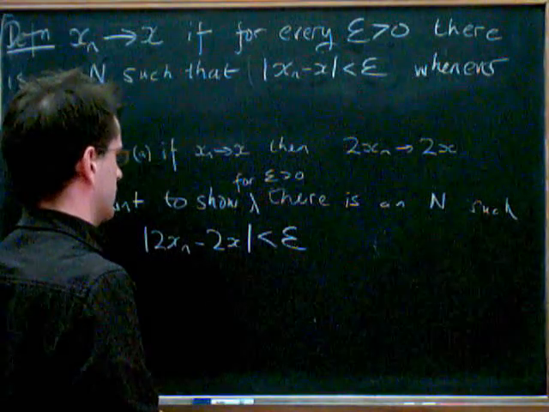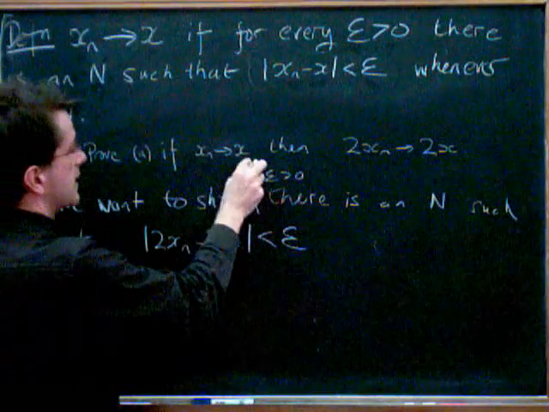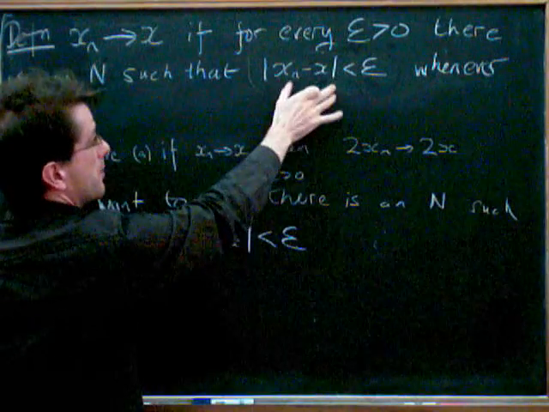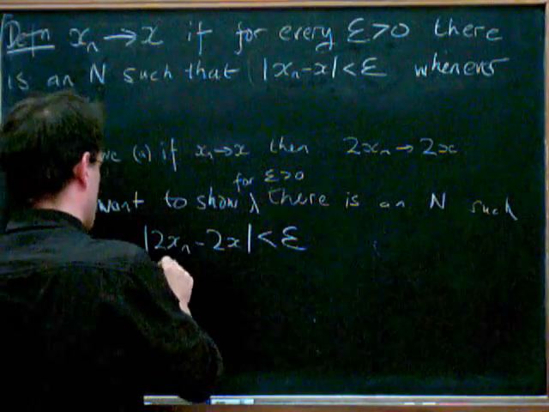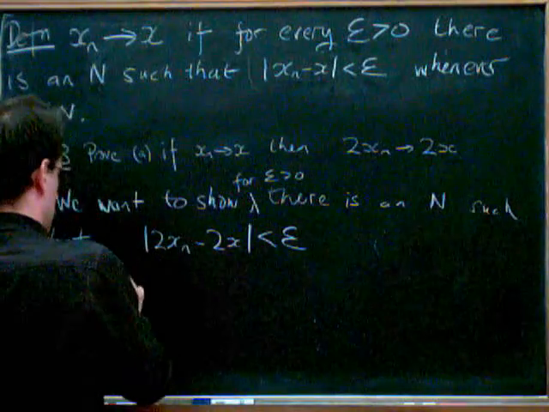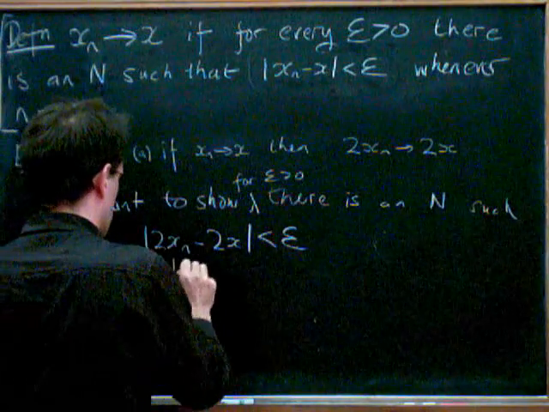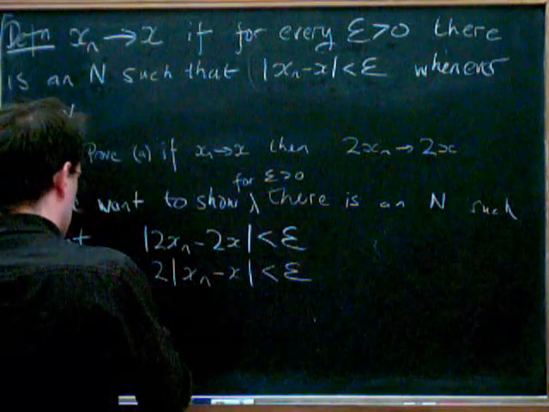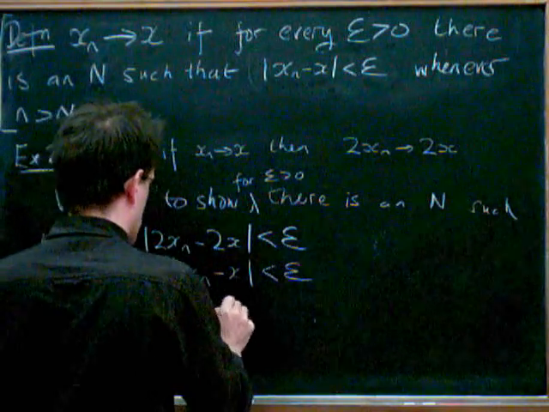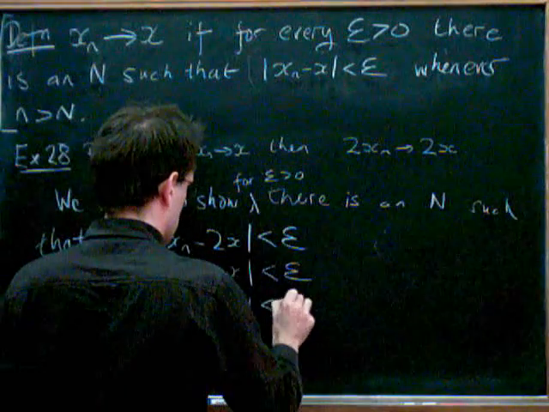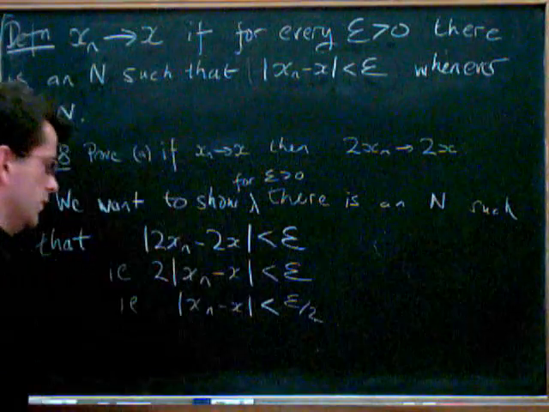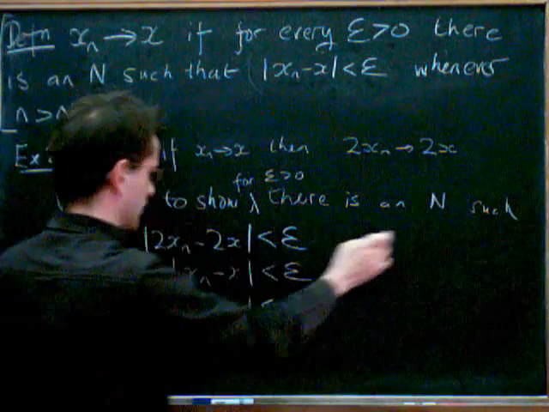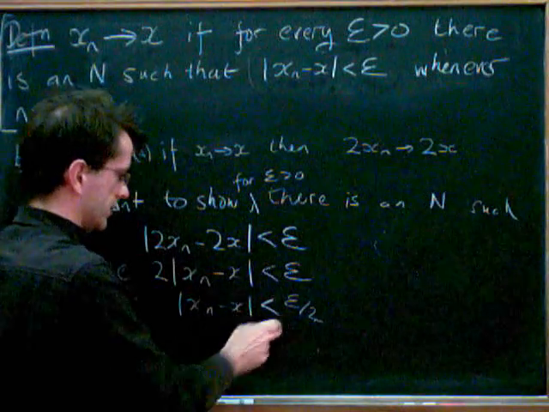But we can rewrite this a little. We want to relate it. We know that x_n is tending to x, so we know something like this is true. So we want to massage this until it looks a bit like that. What we're going to do is pull this 2 out. In other words, this is the same as 2 times the absolute value of x_n minus x is less than epsilon, i.e. the absolute value of x_n minus x is less than epsilon over 2. So we want to find a capital N such that this is true. Well, it suffices to show this.